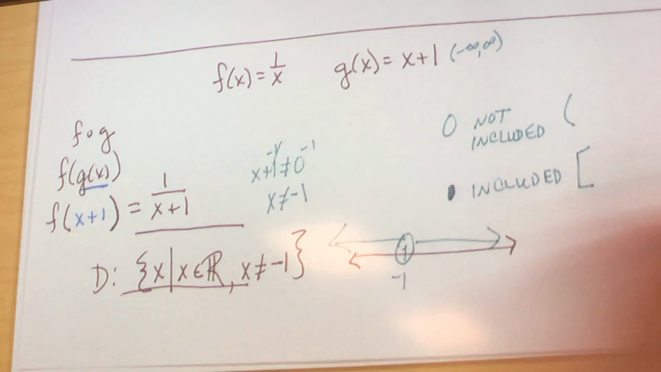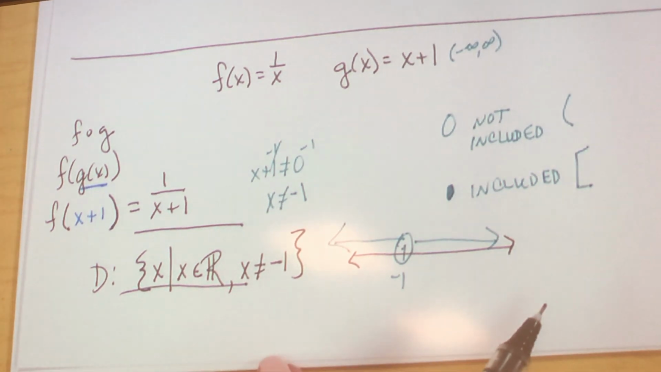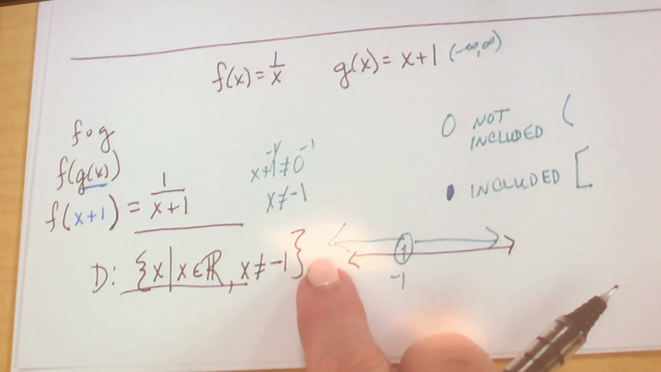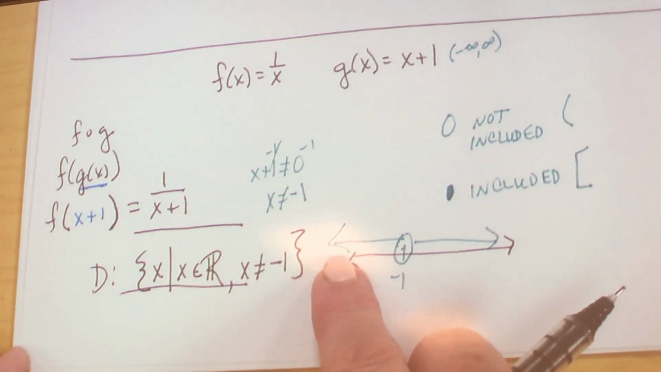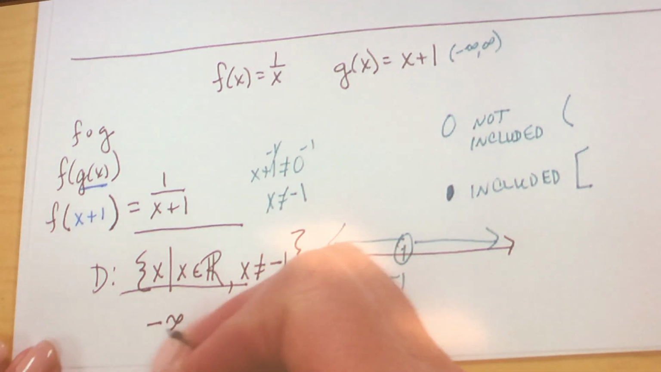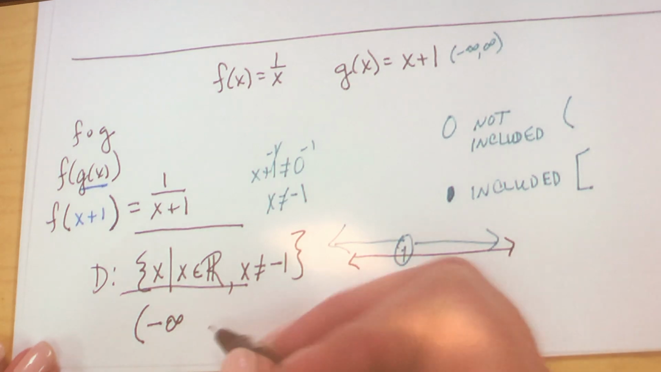So in interval notation, this is what it is. Interval notation has the smallest number on the left, so you always start from the left-hand side of this number line and read it. What does the left arrow mean? Negative infinity. And what did we just say about infinities? Never included. So you always put parentheses with them.